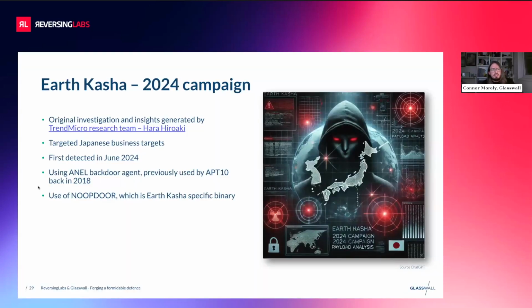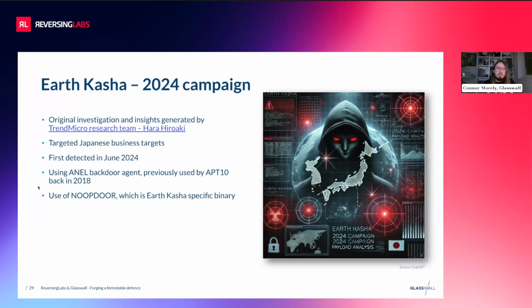Thanks, Stuart. So Earth Kasha: the original report was actually done by the guys over at Trend Micro, Hiroaki Hara. I do strongly recommend you read their report. It's extremely detailed, and it's where we obviously got the information related to this attack campaign. This is a threat actor group which specifically targets Japanese business interests, and this campaign itself was detected in June 2024 using the ANEL backdoor agent, though this was previously associated with the state actor APT-10 from China back in 2018, as well as Earth Kasha using the NOOPDOOR backdoor agent as well.